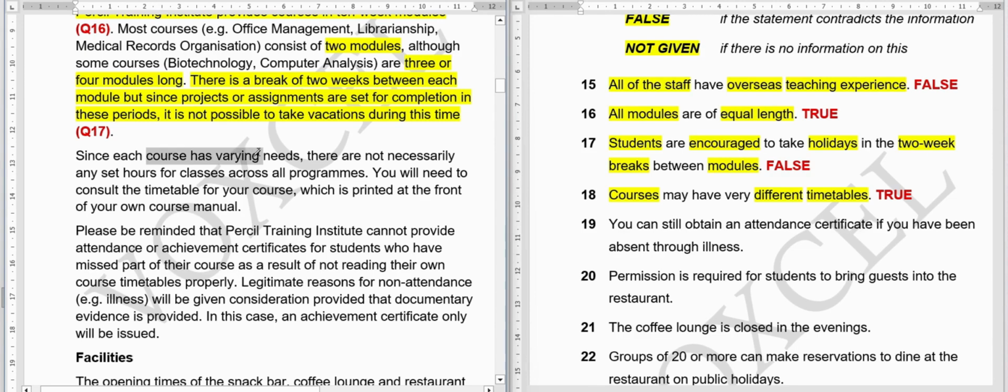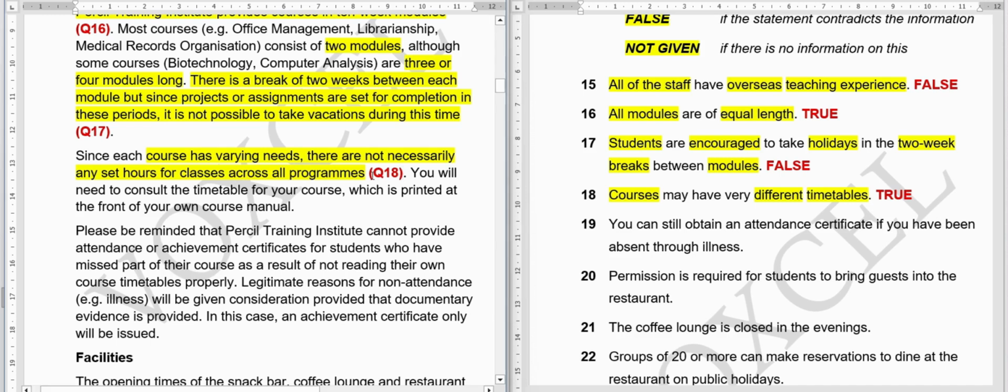Since courses have varying needs, there are not necessarily any set hours for classes across all programs. So because of this, there is no one particular set timetable for every program. Every program has some sort of variation that suits that particular program. Then they have written, now you will need to consult your timetable for your course, which is printed for this. Because if you need to consult your timetable, that means your course timetable will be different from some other course.